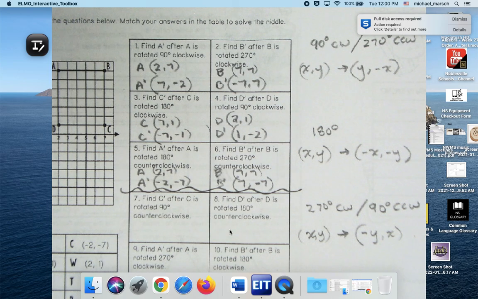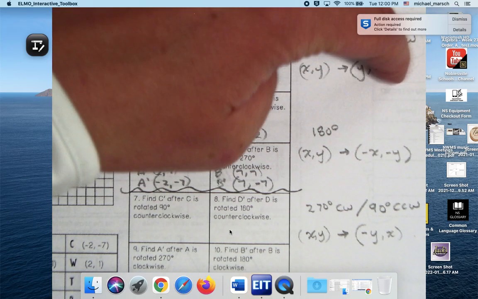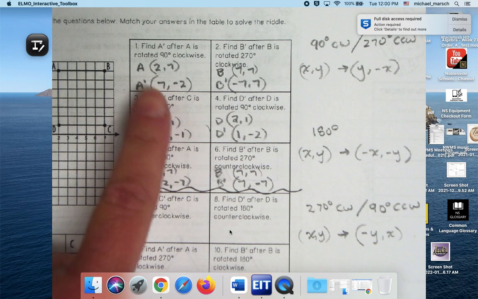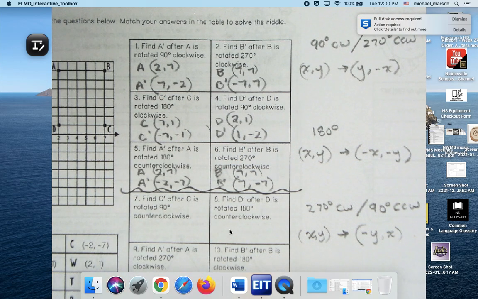Okay, let's check our work here. Remember, you were only doing the first six. Well, if you didn't put the original down, that's fine. I just did it so that I could then use this to help me figure out easily what the image value would be.